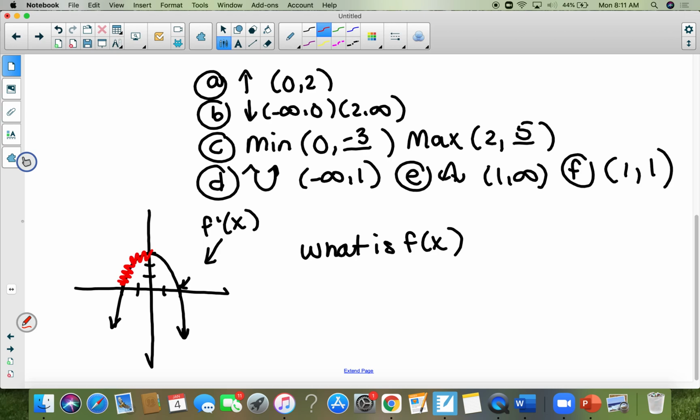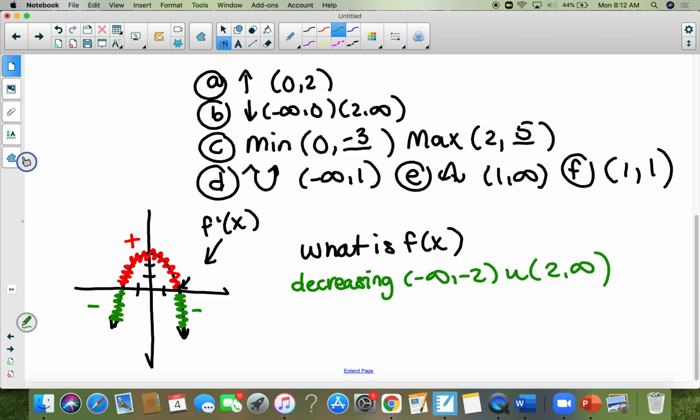If this is the derivative graph, remember, all of these on a derivative graph mean that these are all positive slopes. And this is below the x-axis, so that's a negative slope, and this is below the x-axis, so that's a negative slope. So what's the original graph doing? It's decreasing from -infinity to -2, union with 2 to infinity, because that's the green. It's increasing from -2 to 2.